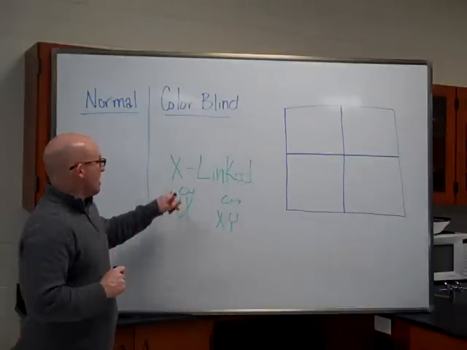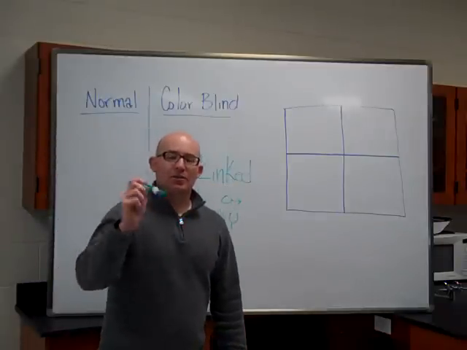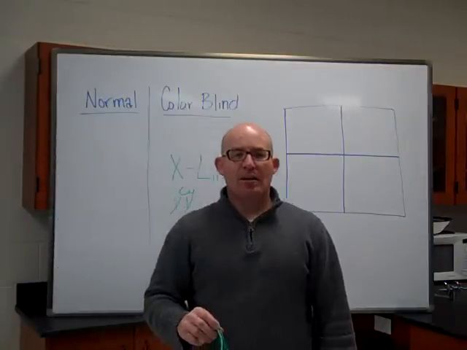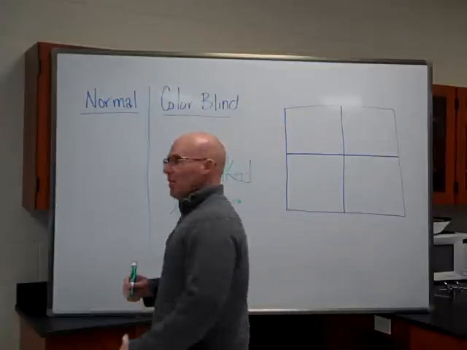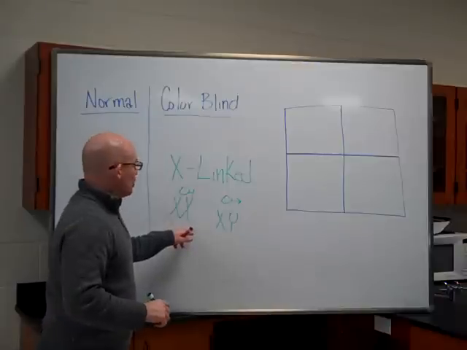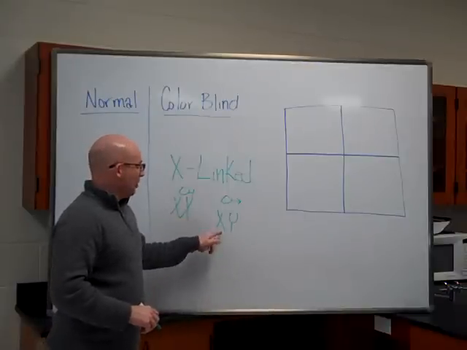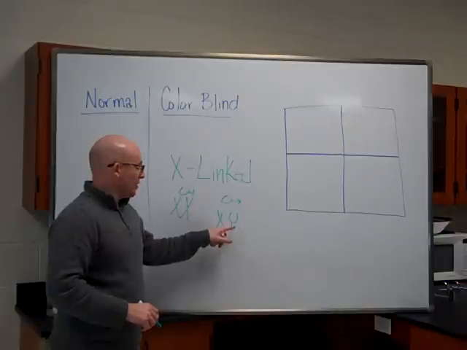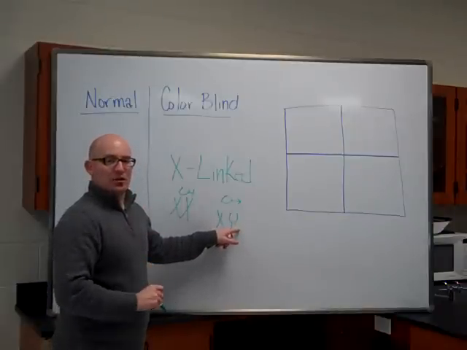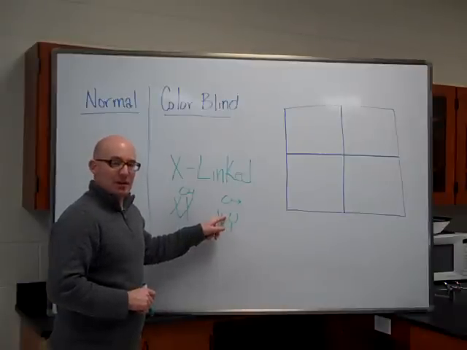So let's say we're talking about an X-linked gene. That means it's linked to the X chromosome. A female, since she has two X's, could have two copies of that gene. A male only has one X. He also has a Y. If it's an X-linked trait, it can only be linked to the X that he has, so he can only have one copy of that gene.